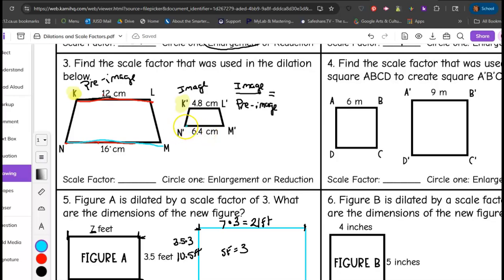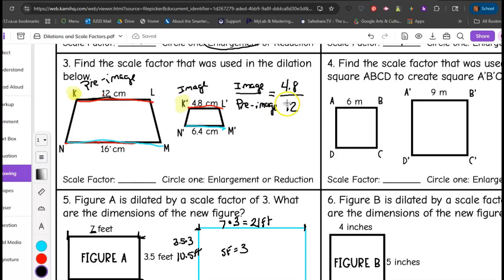So N prime, M prime is here. And then K prime, L prime is here. So I want to make sure I do the right similar sides. So I'm going to do KL and K prime, L prime. So K prime, L prime first is 4.8 because that's my image. And then my pre-image is 12.